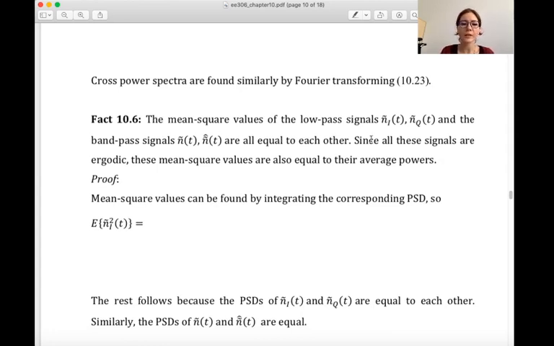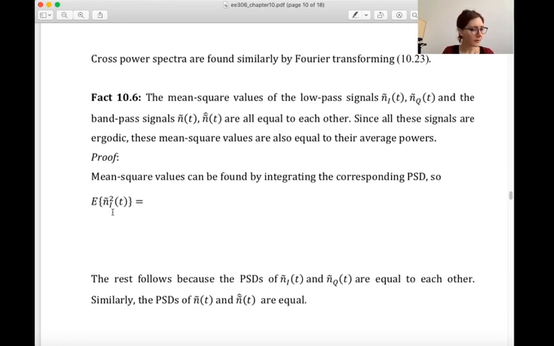So Ni of t and Nq of t, the bandpass signals N of t and N hat. What this says is that they all have the same mean square values. And we haven't shown it, but it can be shown that all these signals are ergodic, so their mean square values are equal to their average powers. So they all have the same average powers. This is what the statement tells us. So let's prove this. Let's find the mean square value of Ni of t.